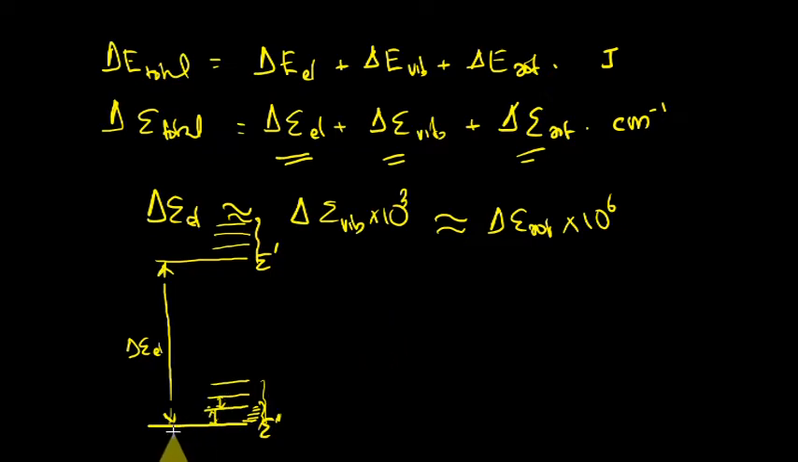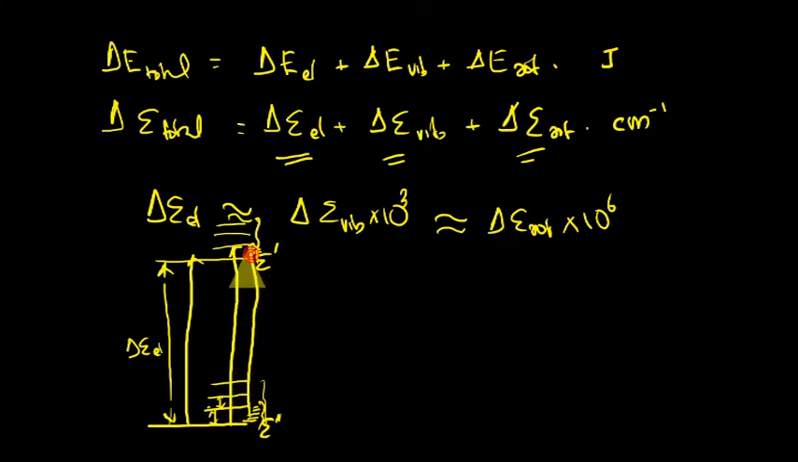So what does it mean when there is an electronic transition? That electronic transition will be accompanied by a vibrational transition also. The electronic transition can happen from here to here, that is the transition from E double prime to E prime. The electronic transition can happen from here to here, that is also an electronic transition, but that corresponds to a different vibrational transition. And the E double prime to E prime transition can happen from here to here.